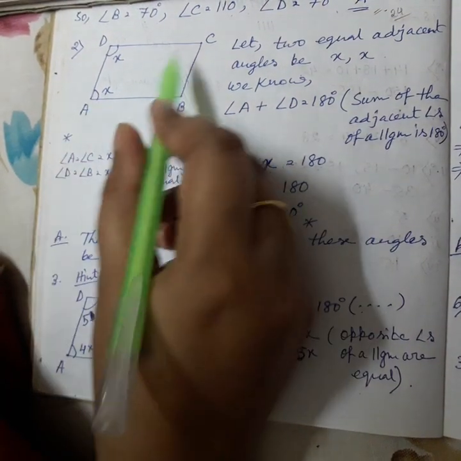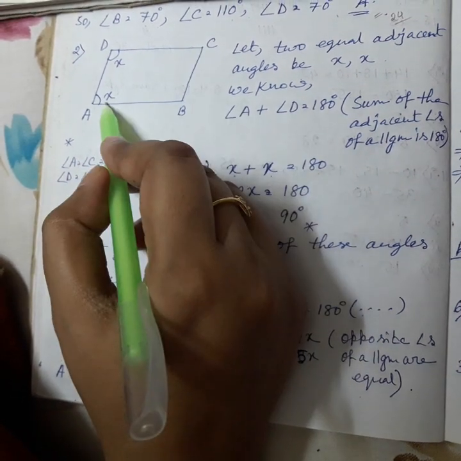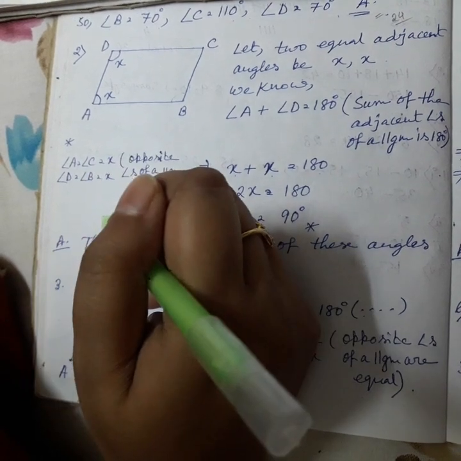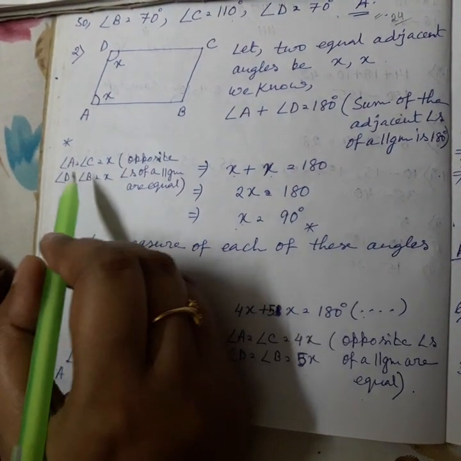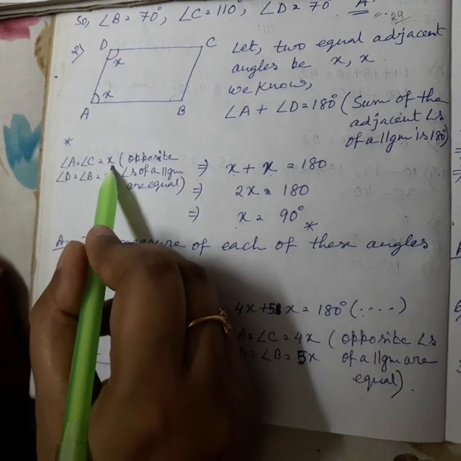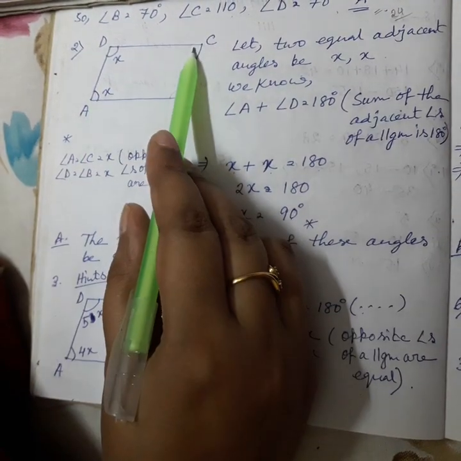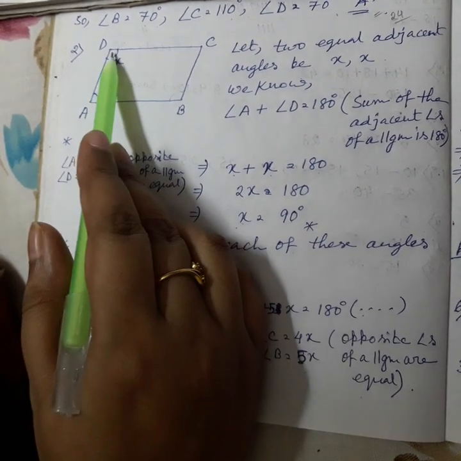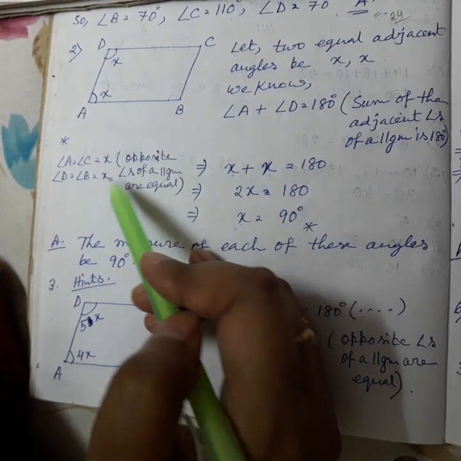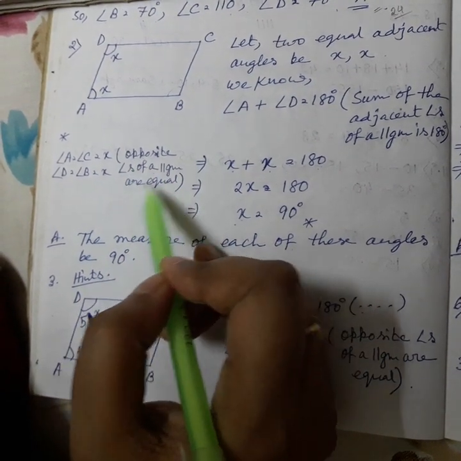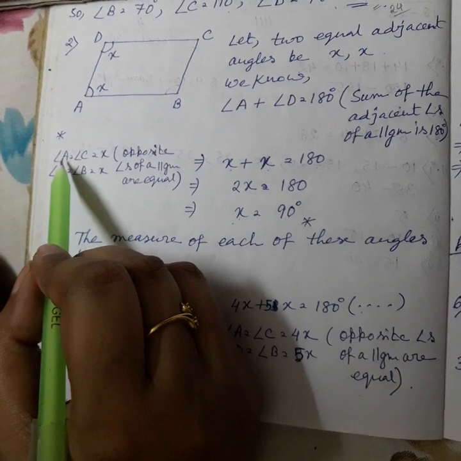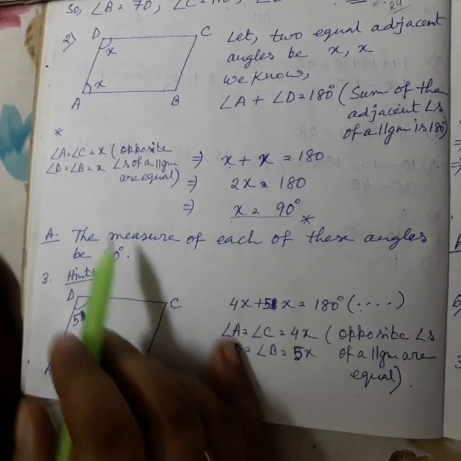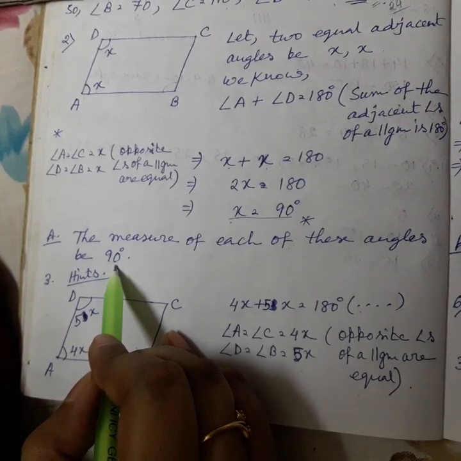Now angle A and angle C are opposite angles, and angle B and angle D are opposite angles, and we know that opposite angles of a parallelogram are equal. So we can write angle A equal to angle C equal to x, because angle A is x, so angle C will also be x. And angle D equal to angle B equal to x, because angle D is x, so angle B is also x. The reason is opposite angles of a parallelogram are equal. So A, C, B, D all are x. What is the value of x? We have got 90. So the measure of each of these angles will be 90 degrees.